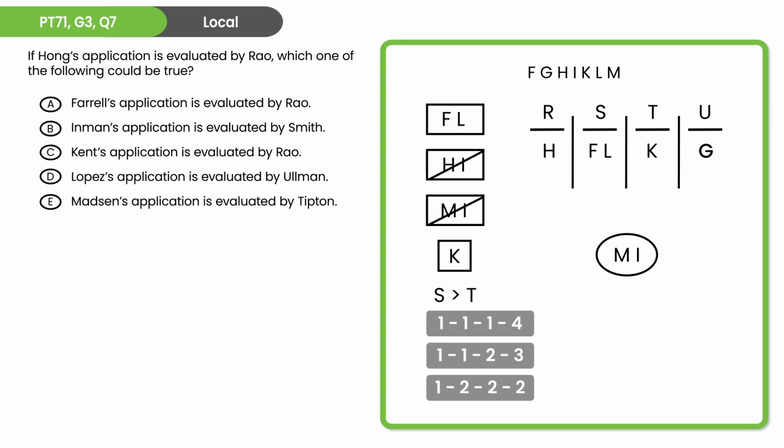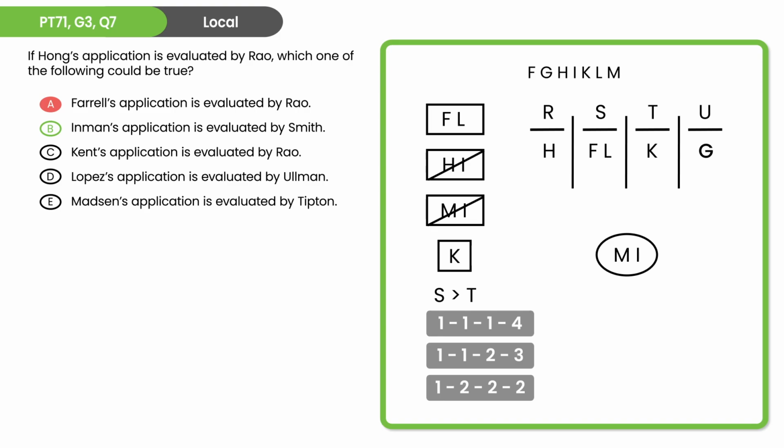All right, so the things in the game board are the things that must be the case. The things that are not in the game board are the things that could be the case. We're being asked to find what could be true. So A: F's application is evaluated by R. No, F is definitely already in S for sure. Let's get rid of A. B: I is evaluated by S. Well, maybe. We don't have I in the game board yet, so let's hold on to B.